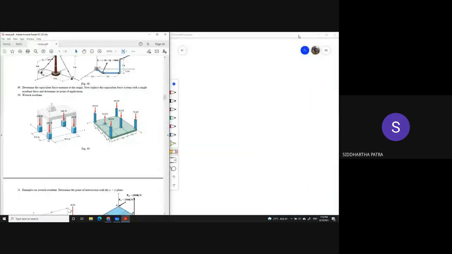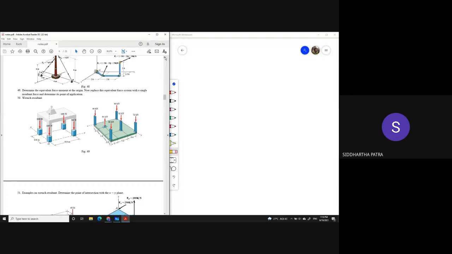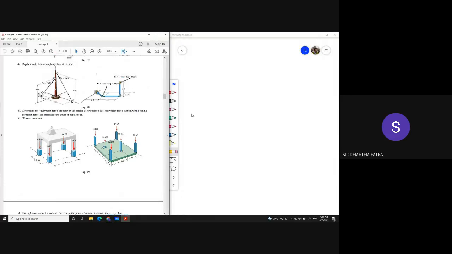Okay, so we would continue what we have been discussing in the last class. We were discussing parallel force systems. We're actually discussing force systems, and in that we looked into two different kinds of systems. One was the parallel force system, and the other one was the planar force system.